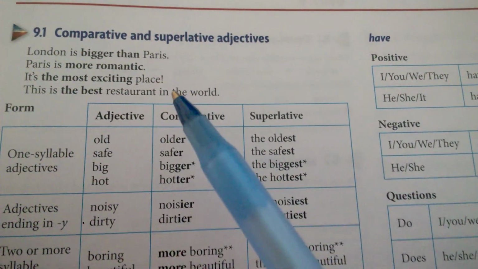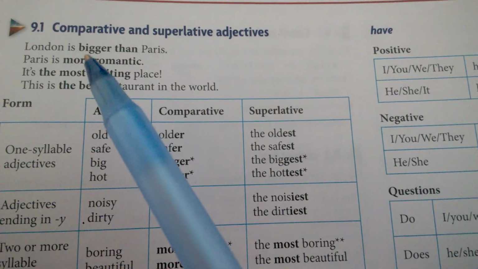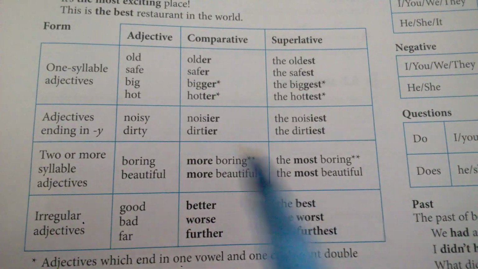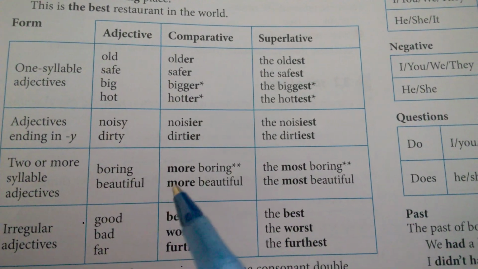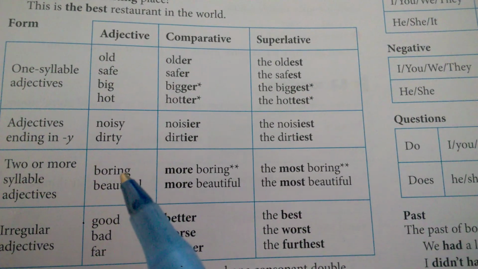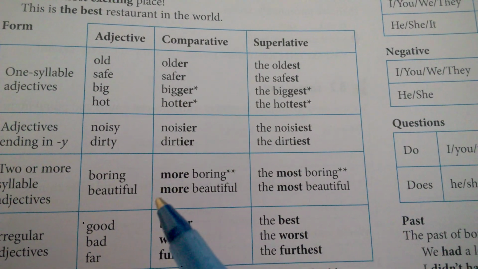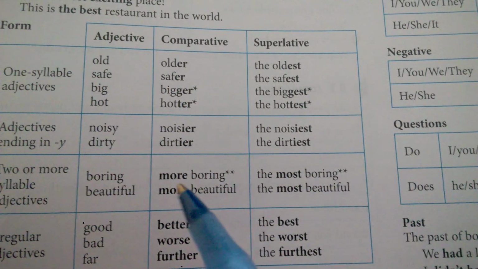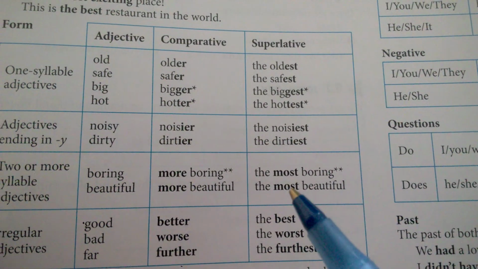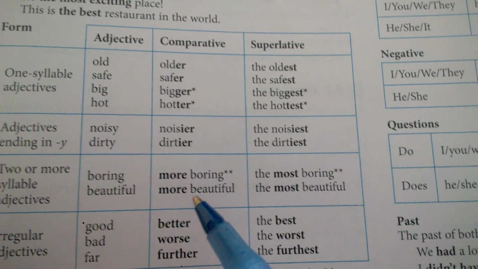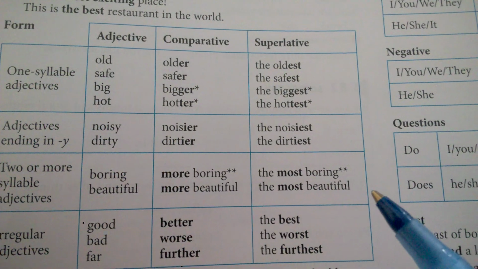But we also sometimes have words, this is all one syllable, but sometimes you have words that consist of 2 or more syllables, like boring, beautiful. Then we can't go boringer or boringest or beautifuler or beautifulest. Then we have to add more. We'd say it's more boring than the other movie I saw, or this movie was the most boring one ever. This is more beautiful than my city, or this is the most beautiful city.